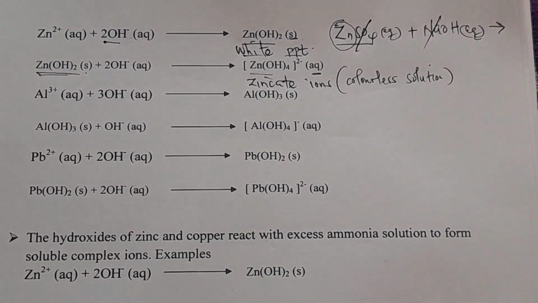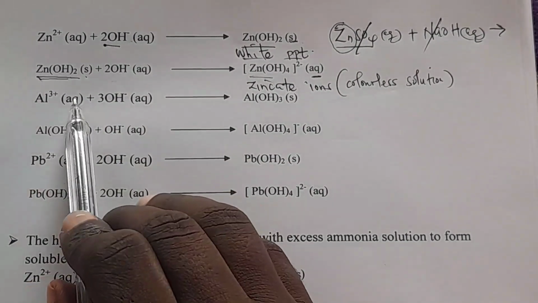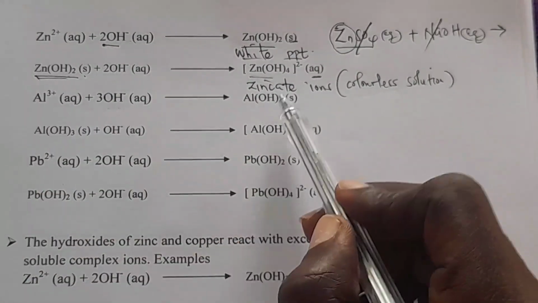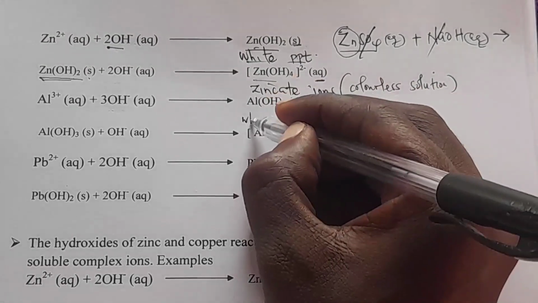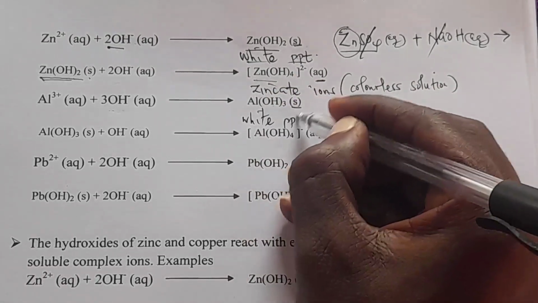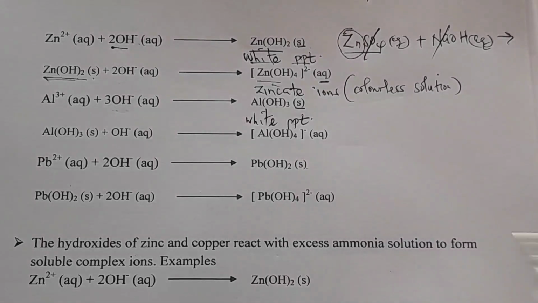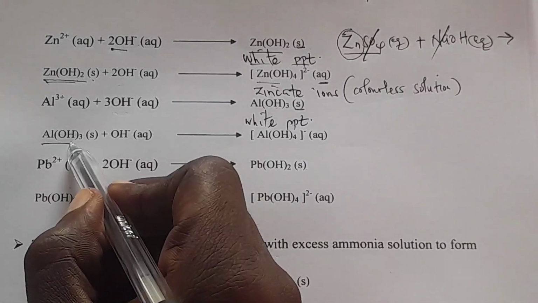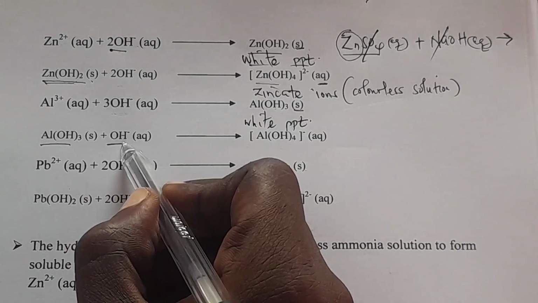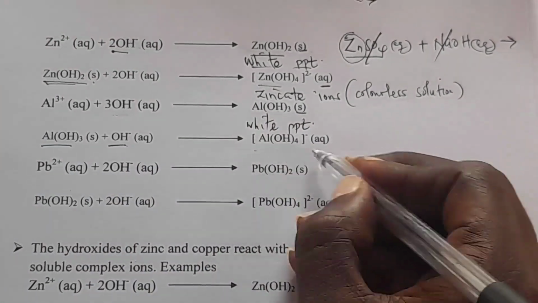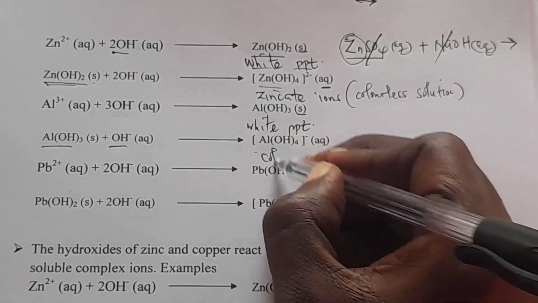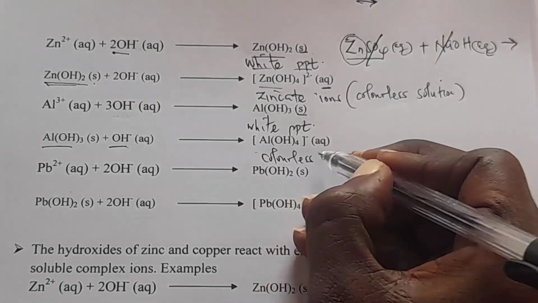So next, we can have aluminum ion reacting with hydroxyl ions, giving you aluminum hydroxide. It's a solid. It's a precipitate. Still, it's a white precipitate. So if you have that white precipitate and you add excess sodium hydroxide, we are going to get aluminate ions. These aluminate ions will be colorless.